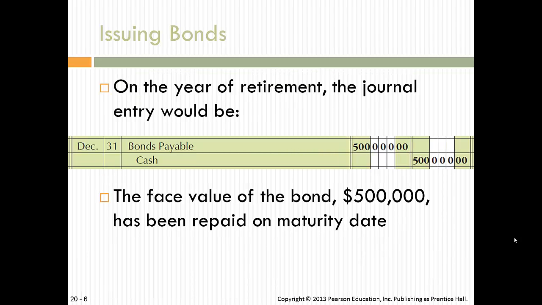On the maturity date, the bond is retired. To retire a bond means to pay it off or otherwise remove it from the accounting records. The liability account, bonds payable, is zeroed out with a debit of $500,000 and cash is credited for $500,000.